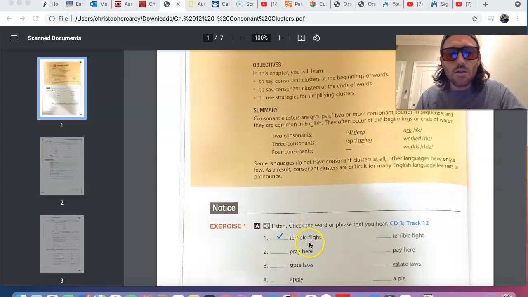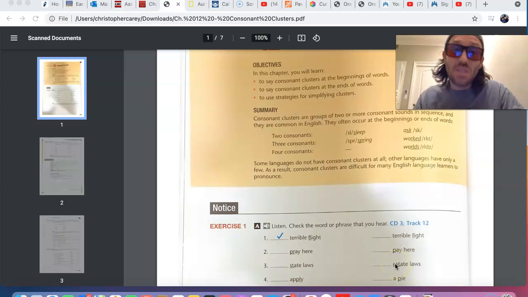Here we have a consonant cluster, right? F and L. Flight. Here we do not have a consonant cluster. There's only one consonant sound. That's the F sound. Fight. Here's another consonant cluster. Pray. Pay. State.